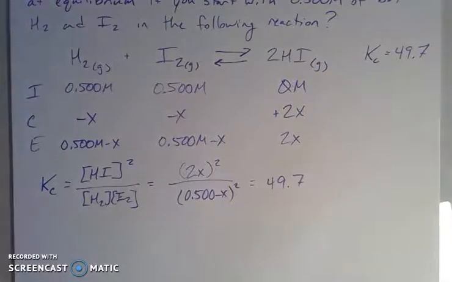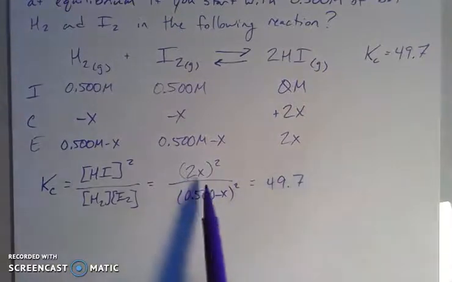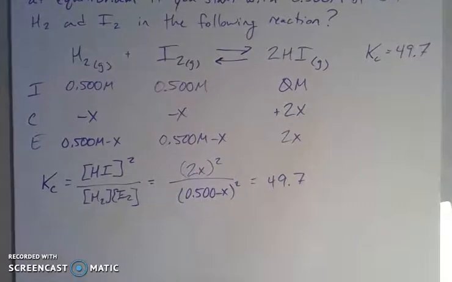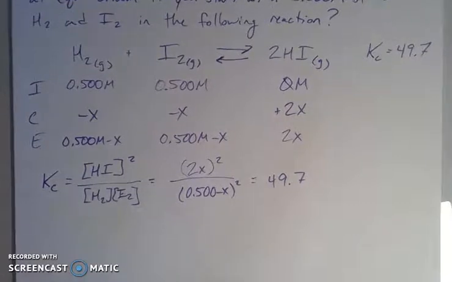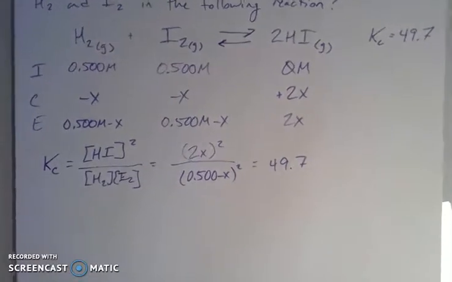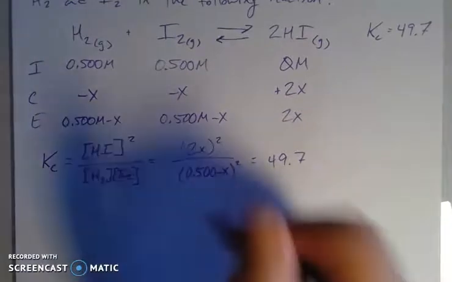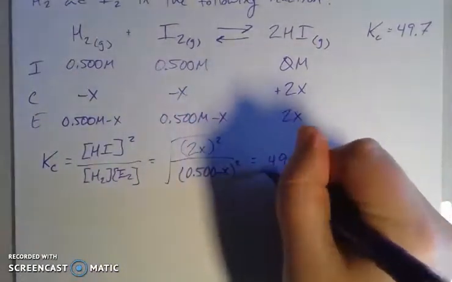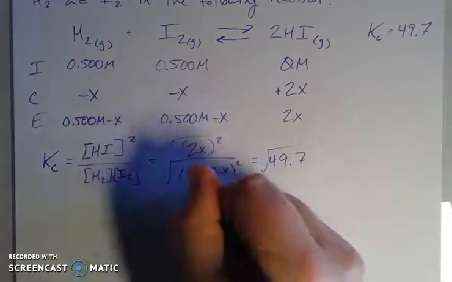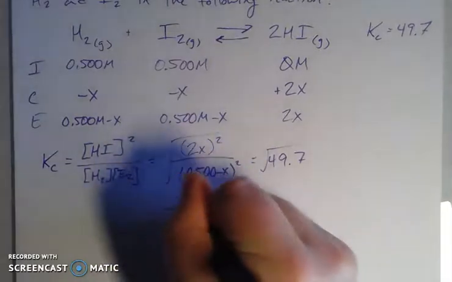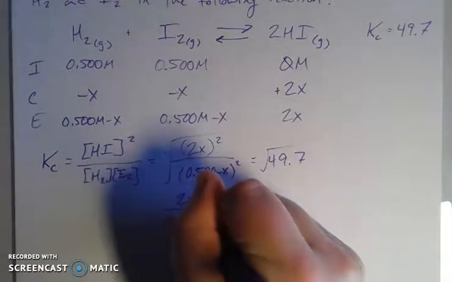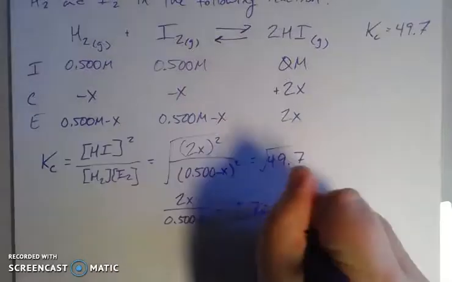Okay, so I can do the same operation. It's nice when I have perfect squares. We'll talk about in future videos when we don't have perfect squares and we have to break out the quadratic equation. But for right now, we have nice examples with perfect squares, so we can take the square root of both sides. We end up with 2x over 0.5 minus x is equal to plus or minus 7.05.